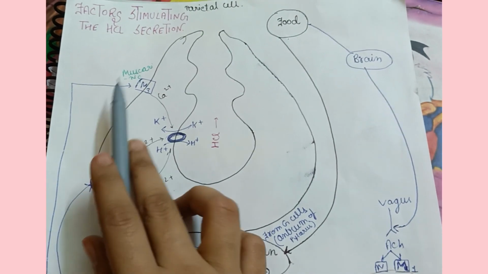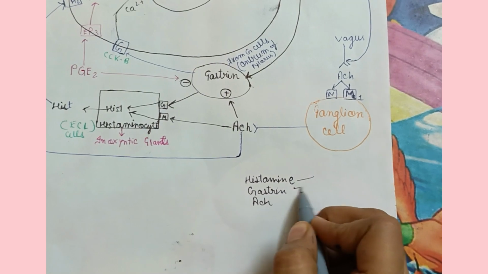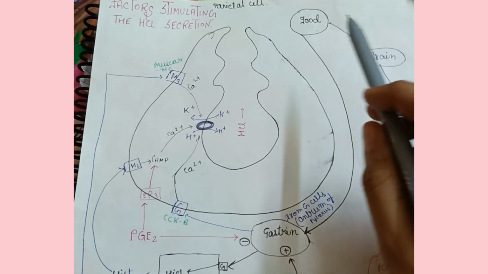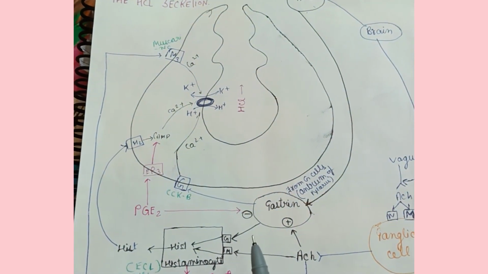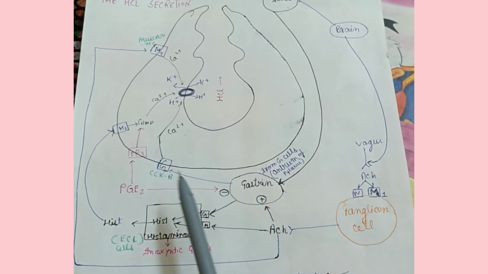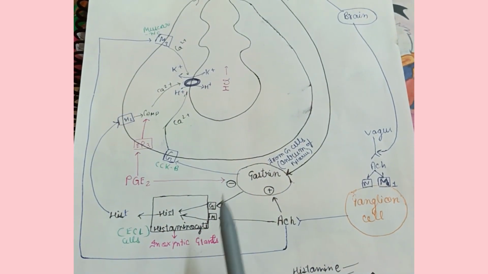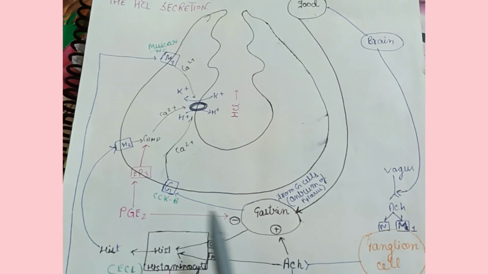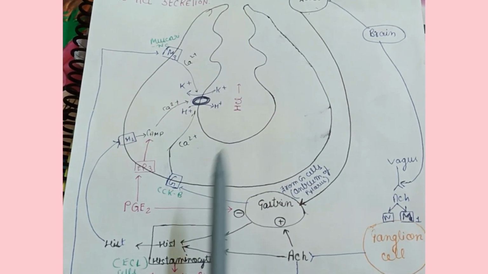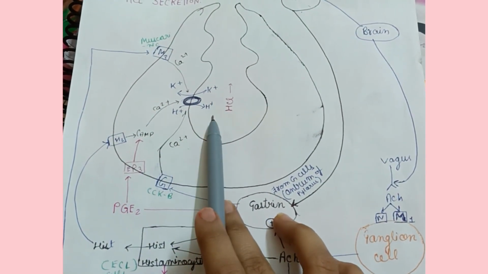Now coming on, factors stimulating the HCl secretion. These are the three factors which stimulate and increase HCl secretion. As soon as we eat food, there occurs an increase in the secretion of gastrin within the stomach. This gastrin acts on the parietal cells in two ways. It could act directly or indirectly. Gastrin acts directly on the parietal cells with the help of its receptor present on parietal cells. By this, it increases the secretion of HCl through the parietal cells.